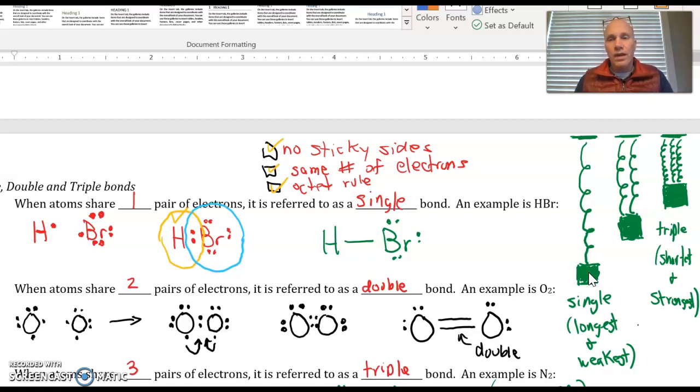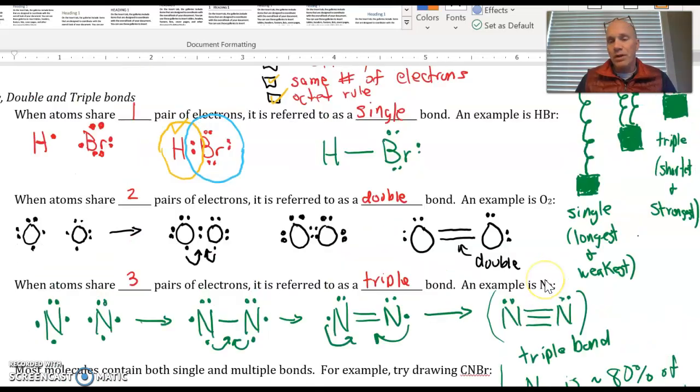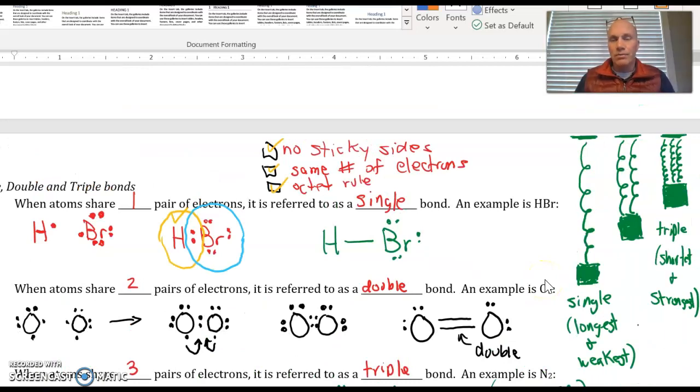One way of thinking about them is simply the number of pairs of electrons that are being shared. If you've got a single bond, you're sharing one pair of electrons. If it's double, it's two pairs. And if it's triple, it's three pairs. But how would that affect the actual connection between atoms?